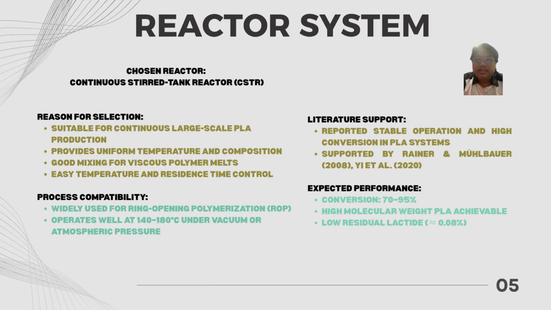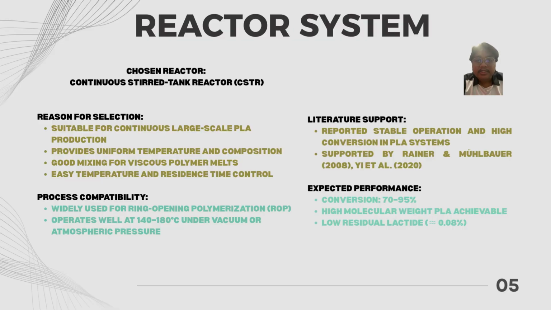So based on the literature review, the chosen reactor for the PLA production will be the continuous stirred tank reactor, CSTR. This reactor is suitable because PLA is produced in a continuous process and the reaction mixture becomes viscous. And a CSTR will provide good mixing, which helps maintain uniform temperature and composition in the reactor. This also makes the temperature and residence time control easier, which is important to prevent polymer degradation. And literature shows that CSTRs are able to conduct stable operation and also high conversion in PLA systems.